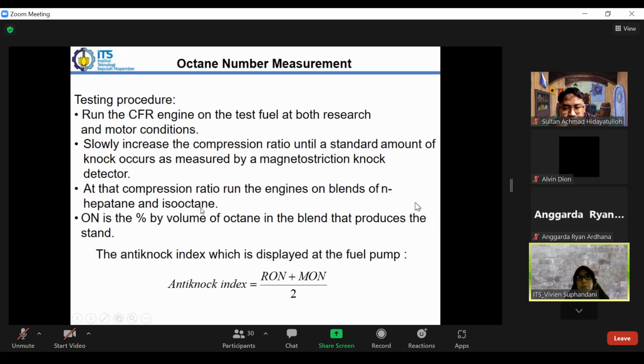The octane number is defined by the percent by volume of isooctane in the blend that produces the same knock intensity. When we have run that, we will have the values of RON and MON, and the anti-knock index, the average octane number, will be the average between the two, RON and MON. This is how to obtain the value of the octane number.